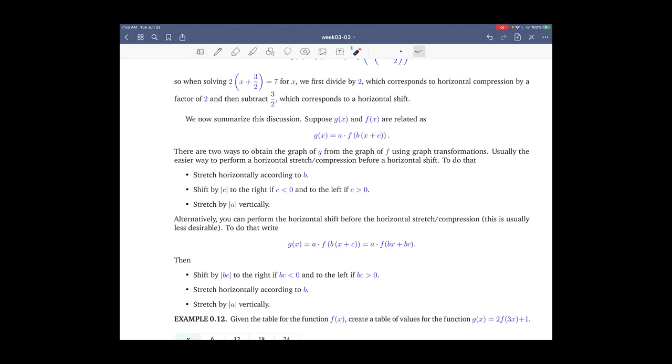We need to shift horizontally by absolute value of c. For positive c, we shift to the left. For negative c, we shift to the right. And then finally, we take care of this factor a. And again, if a is greater than 1, we stretch vertically. If a is between 0 and 1, we compress vertically with a factor of 1 over a. And if a is negative, on top of that, we also perform a reflection about the x-axis.